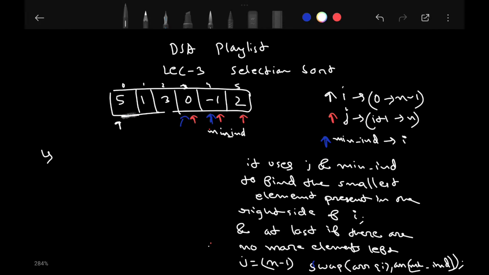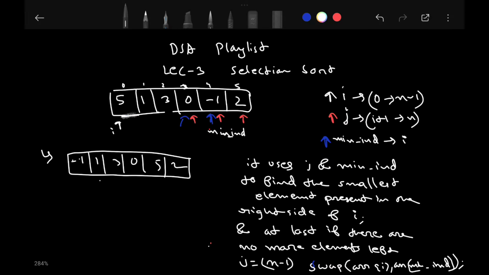And what we will do is just swap the location. Swap the location of arr of i with the min index. i is pointing towards 5, and our min index is pointing towards minus 1, and we will swap their locations. So this will look something like this. After swapping their locations, the array will become something like this: 1, 3, 0, 5, 2.